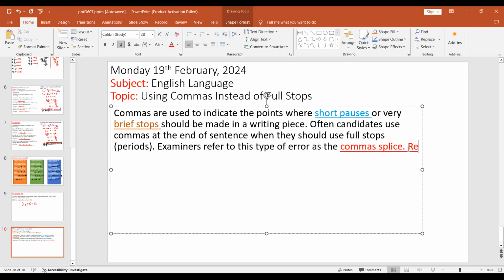So let's read the following paragraph aloud. So and then you can see.